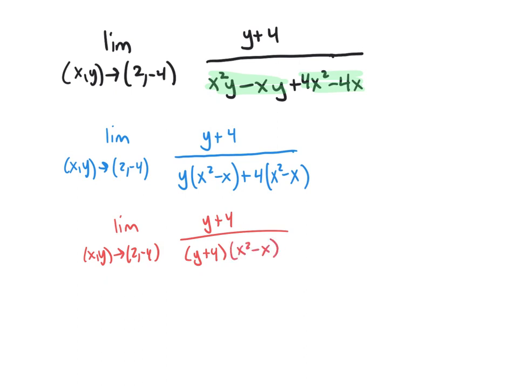And this allows us to cancel y plus 4. And so we're left with the limit as x, y goes to 2, -4, and we have 1 divided by x squared minus x. And if x is 2, we end up simplifying to 1/2. So that's going to be our limiting value.